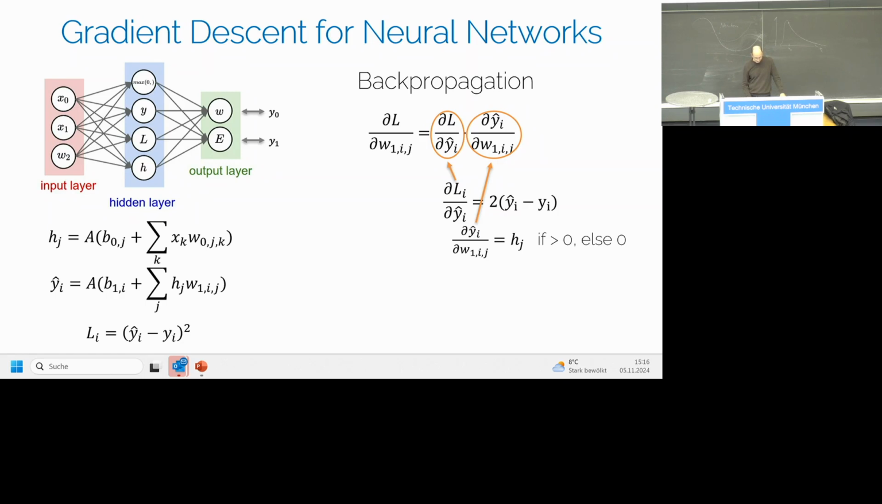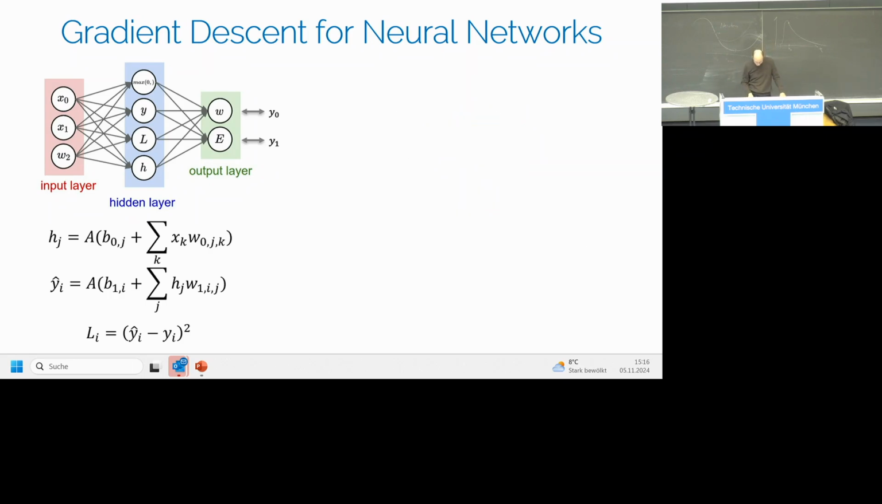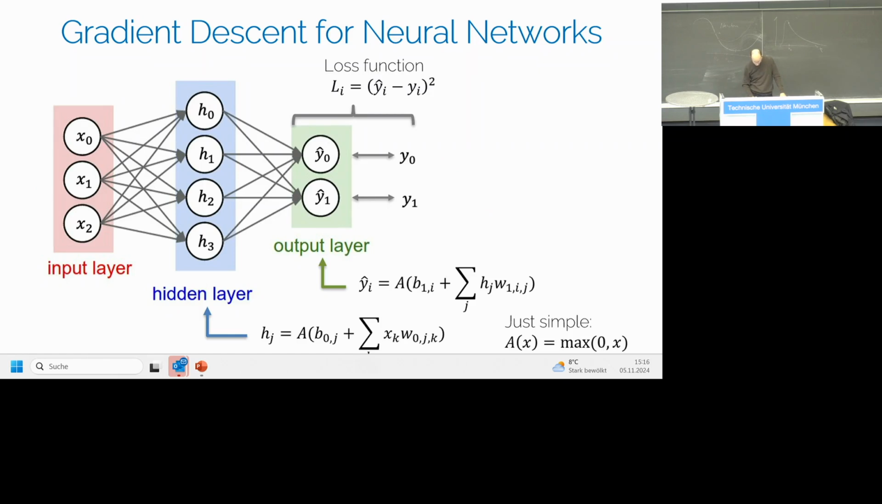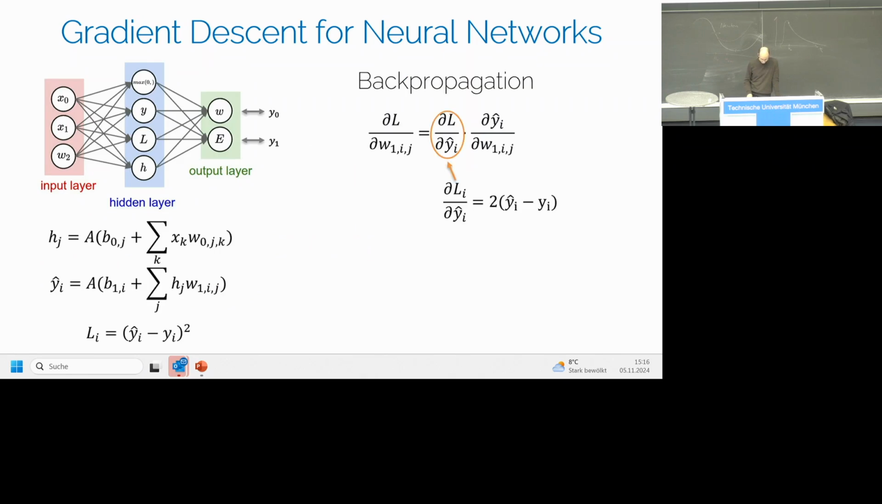Why? Because we have the rectified linear unit that is 0 for negative, so the derivative is 0, and for positive values it's x, right? So for this function, if x is positive, the derivative is 1. If x is negative, the derivative is 0, right? So it's just a step function. The rectified linear, if you take the derivative, it's a step function, a 0, 1 function. And so this is what you get here.